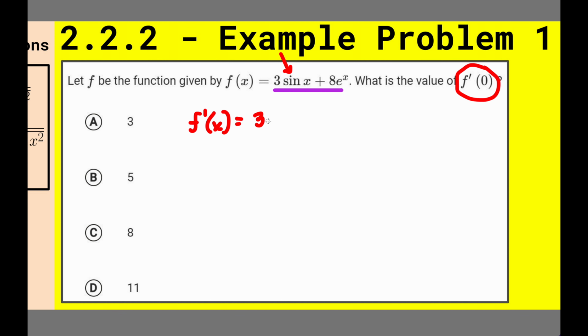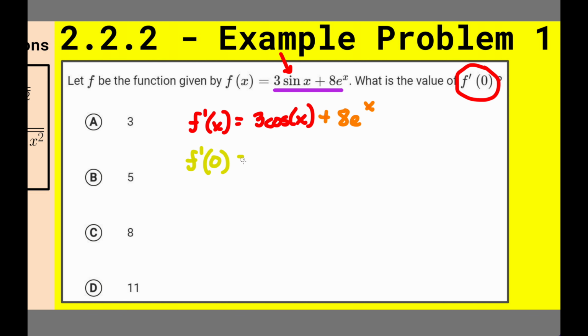Well, the derivative of sine is cosine, so it's going to be 3 times cosine x. The 3 just stays there. The derivative of sine x is cosine x. So we have that first one there. The next one, it's 8 e to the x. Well, the derivative of e to the x is itself, e to the x, so it's just 8 e to the x. It doesn't actually change much. So you have the derivative, but we are not looking for the derivative. We are looking for the derivative at x equals 0.